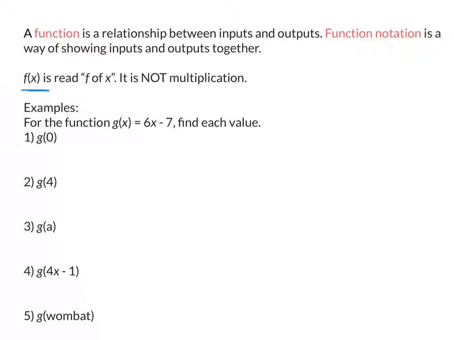So in some examples, I've changed the letter. We're now looking at the function called g. So g of x is equal to 6x minus 7. Our inputs of x give us outputs of whatever 6x minus 7 is.